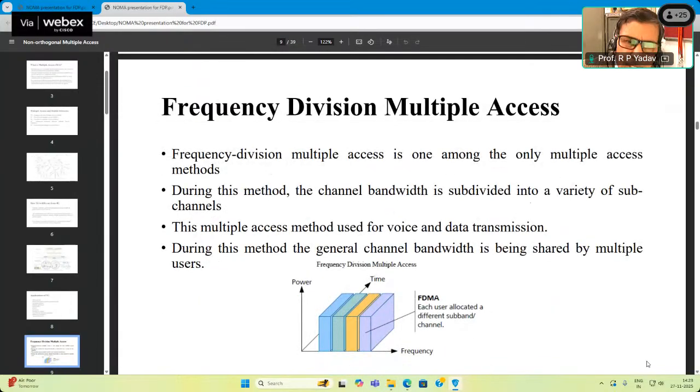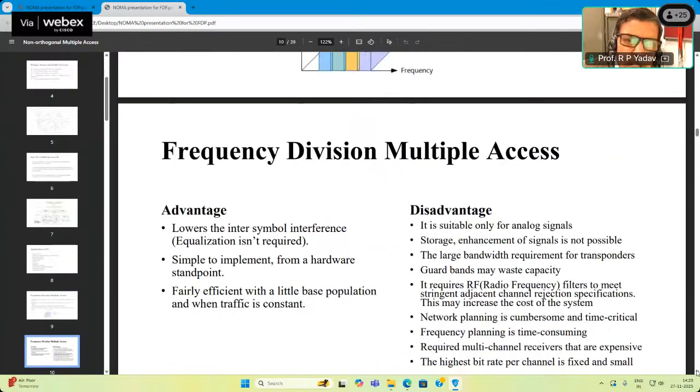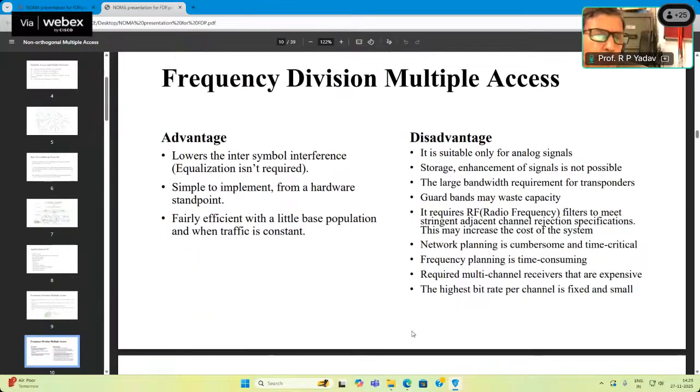I have frequency division multiple access. I think each one of you knows that frequency and power issue. You can divide this into particular slots. Some of the advantages: it lowers intersymbol interference and equalization, and it is simple to implement in hardware. In fact, frequency division multiple access came about because of satellite communication. Satellite communication started with frequency division multiple access in the beginning.